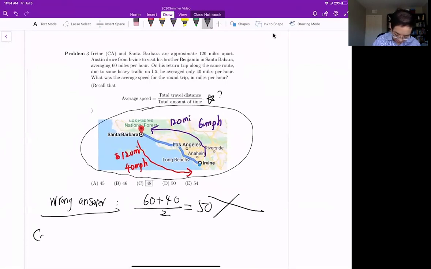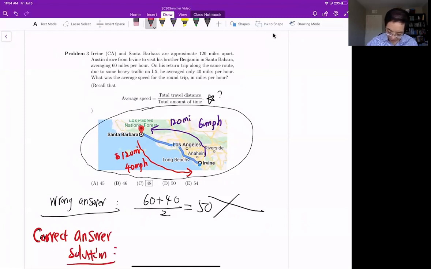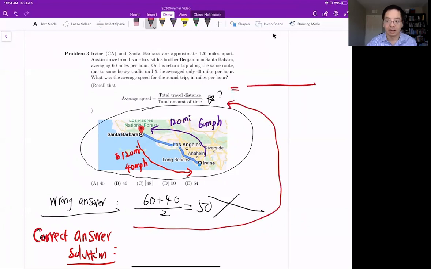Okay, so the correct solution should be this. Let's go back to this formula and plug numbers into it. So what is the total travel distance? This one's clear because it's a round trip, right? So it's 120 plus 120, which equals 240. So this is the round trip total travel distance.